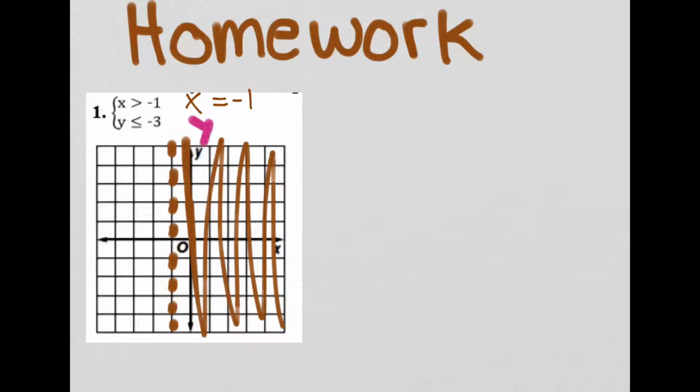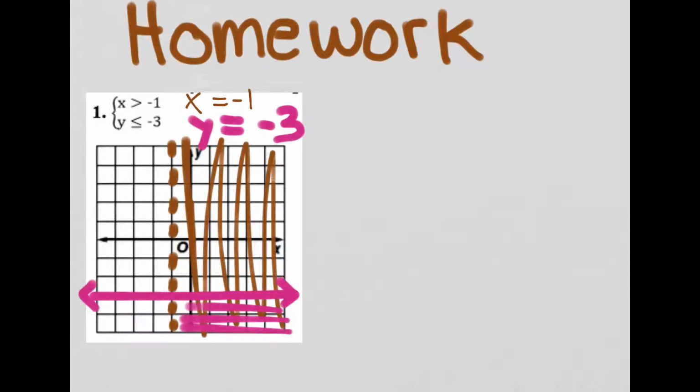If it was equals, it would say y equals negative 3. Y equals is a horizontal line, and it could actually equal this time, so I don't need a dotted line, I need a solid line. So that line represents y equals negative 3, but wait, it wasn't really equal. It was less than or equal. So what's less than negative 3? Oh, like negative 4, negative 5. Oh, all the stuff down here.